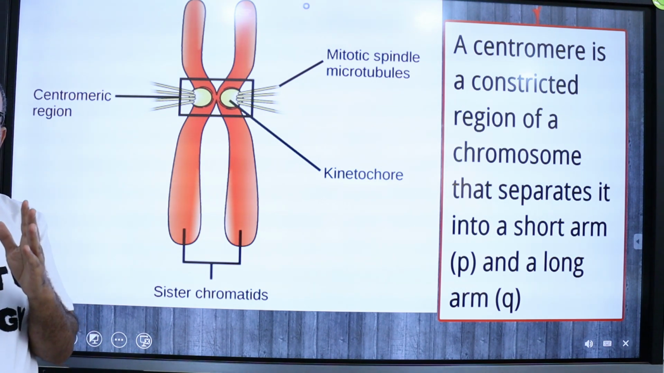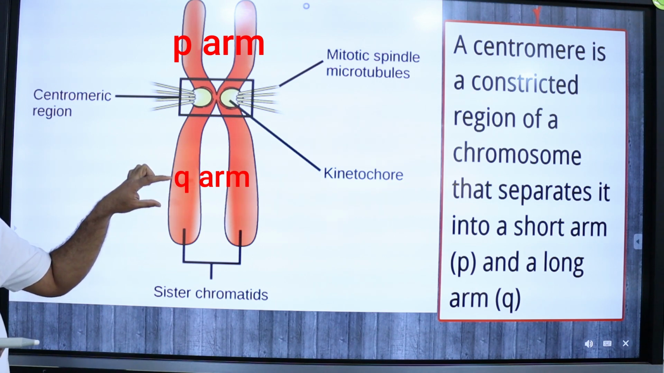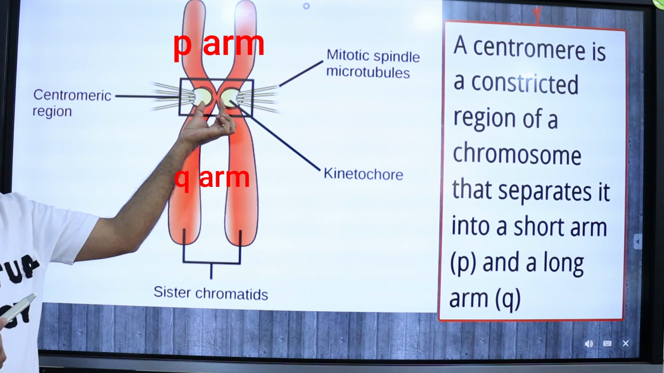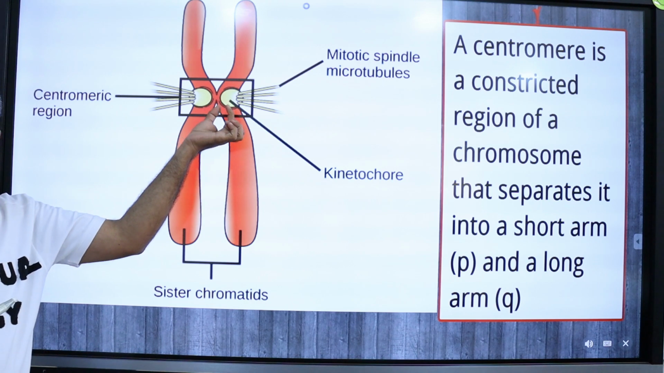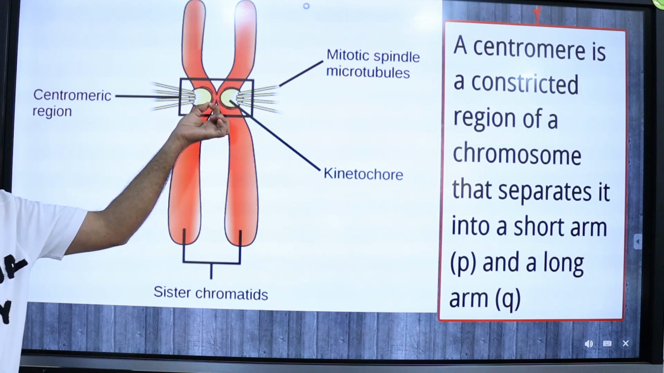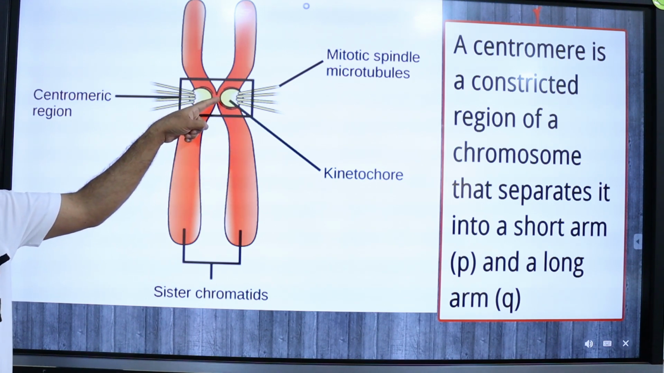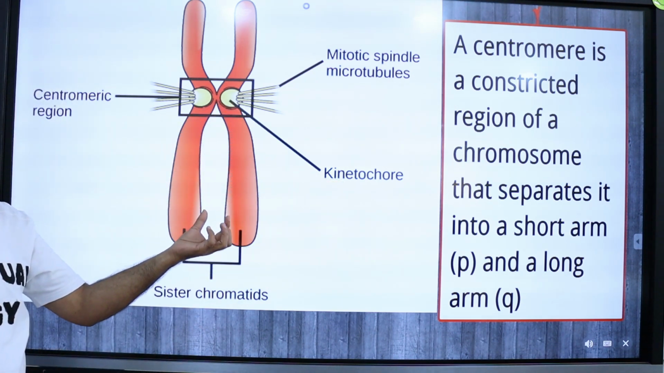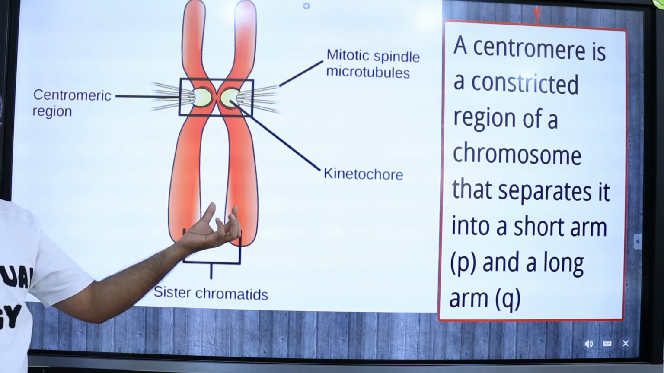So all human chromosomes have two arms, that is P arm and Q arm. These two arms are separated by the primary constriction known as centromere. It is the point at which chromosomes are attached to the spindle fiber during cell division, and the part of centromere which is attached to the spindle fiber is called kinetochore. And the symbol Q was chosen for the long arm simply because it followed P in the alphabet.